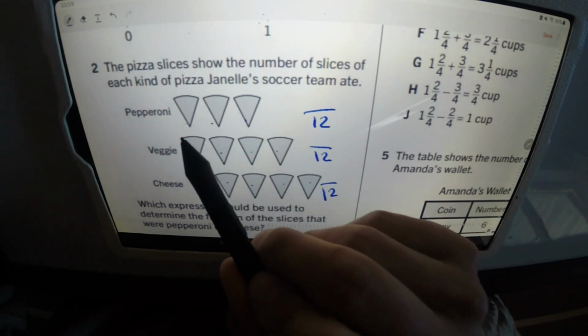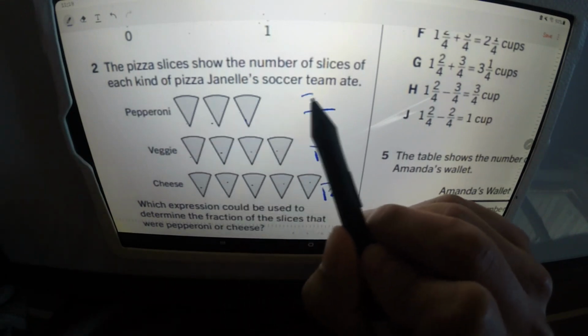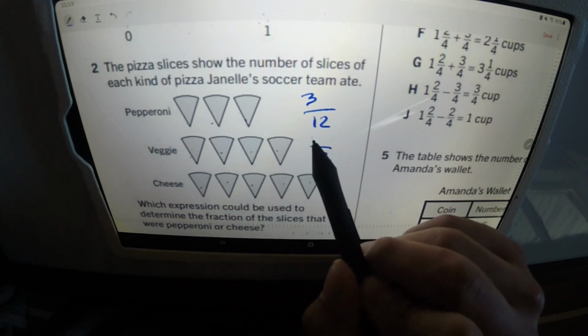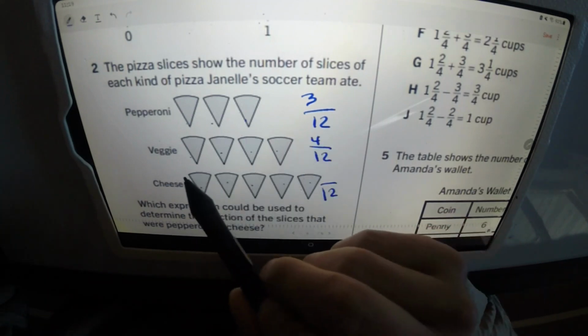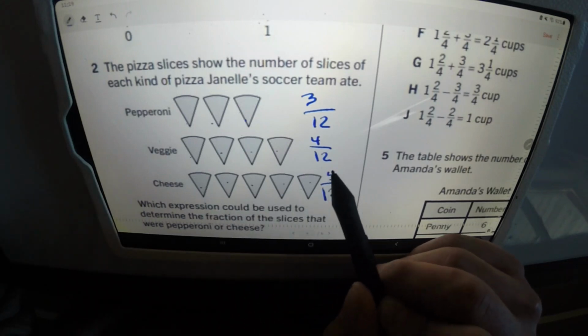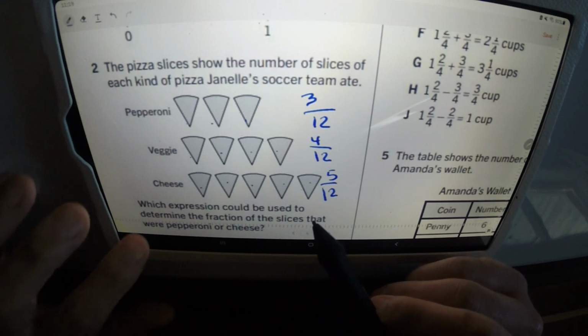So there are 12 total slices, right? We counted that. In pepperoni, there's 1, 2, 3. So 3 out of the 12 are pepperoni. 1, 2, 3, 4. 4 out of the 12 are veggies. 1, 2, 3, 4, 5. 5 of the 12 are cheese. Now we go to the question.